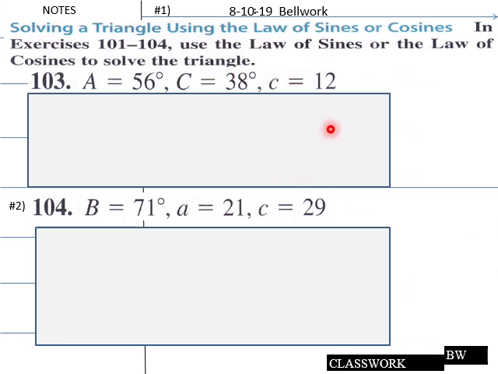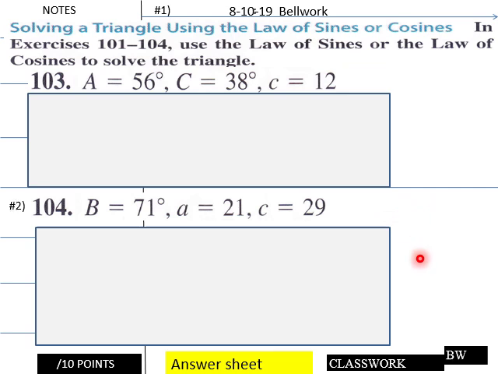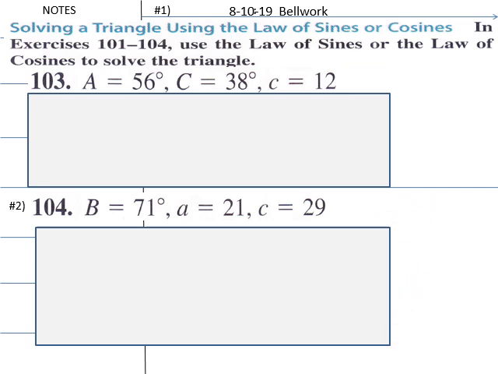And today's bell work. Use the law of sines or the law of cosines to solve these two triangles here, students. Teachers, give your students 6 minutes. Pause video for 6 minutes. See you in 6. Okay, welcome back everybody.